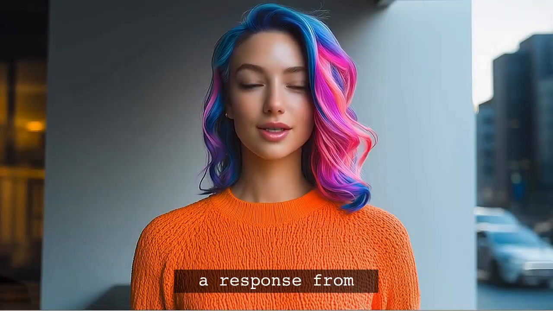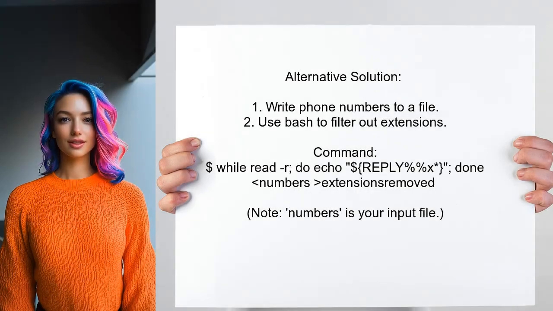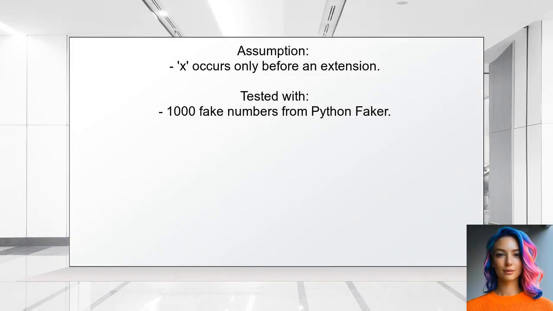Now, let's see a response from a different user. One alternative solution is to write the generated phone numbers to a file and filter out the unwanted extensions later. You can use a simple bash command to achieve this. This method assumes that the X only appears before an extension at the end of the line. It has been tested successfully with 1,000 fake numbers.